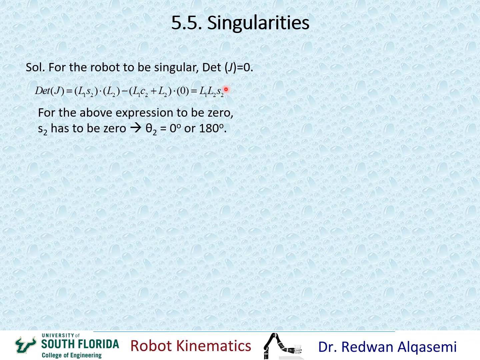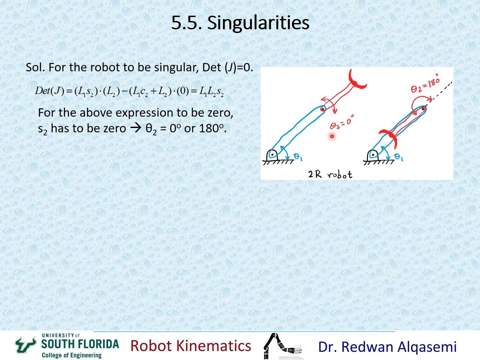Now for S2, which is sine of theta 2, to be 0, theta 2 has to be either 0 or 180, because sine 0 is 0 and sine 180 is 0. Those are the two values that make this determinant 0. As you can see here, there's no mention of theta 1 at all, which means theta 1 does not play any role in this robot becoming singular. And we're going to see this in the drawing right now.